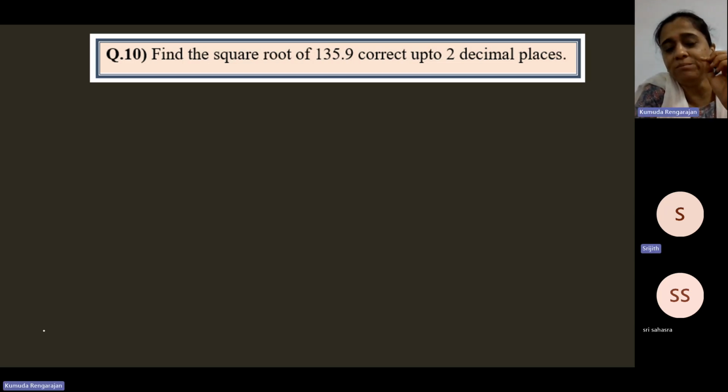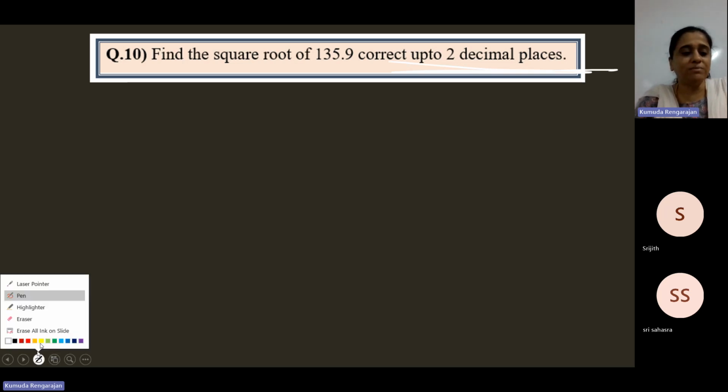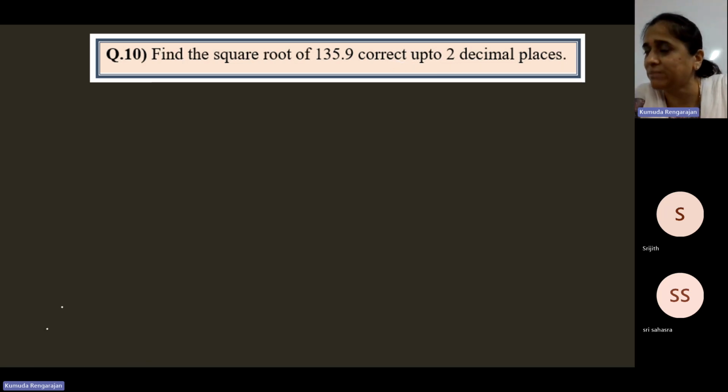The square root of an imperfect square cannot be found using the prime factorization method. Now this number, how do you know it's an imperfect square? That's why the question says correct up to 2 decimal places. Find the square root of 135.9, correct up to 2 decimal places. Why do you have this part in the question? Because it's not a perfect square. And if it's not a perfect square, you cannot find it using the prime factorization method. You have to use the long division method, even if it is not mentioned.